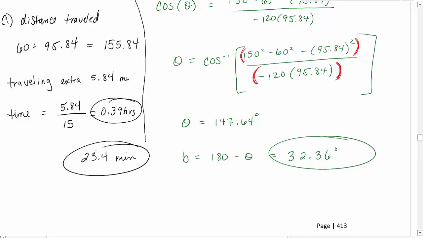Law of cosines is a very effective tool for solving application problems, especially ones that involve traveling.